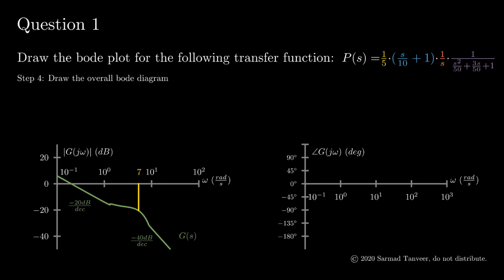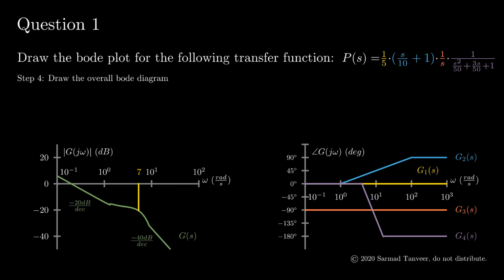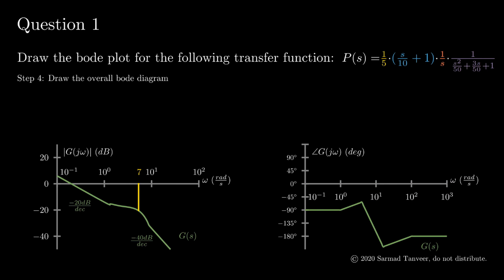Similarly, we overlay the phase plots and sum the total values to obtain the final plot. Our final phase plot starts at minus 90 degrees due to the pole at the origin. It achieves a peak at 4.36 and a trough at 11.5 due to the complex pole term. Finally, it stabilizes to a value of minus 180 degrees. And there you have it. That is our final Bode diagram.